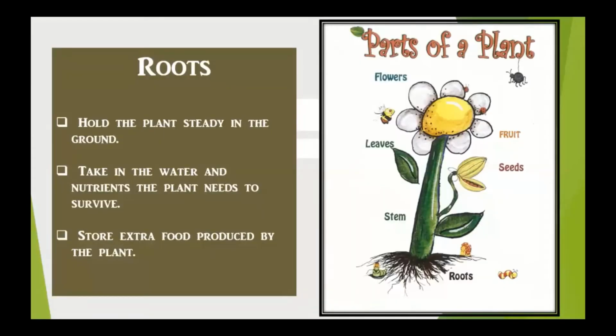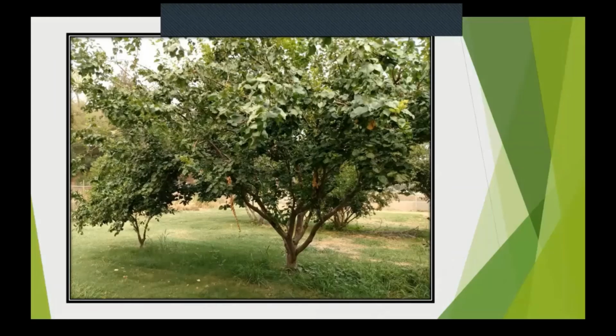All right, here we have roots. So what do roots do? Well, they do 3 main things. They hold the plant steady in the ground. They take in water and nutrients the plant needs to survive. And they store extra food produced by the plant in the roots. So, what if these trees didn't have any roots? They wouldn't be standing up like that. So the roots stabilize the trees and the plants in the ground.